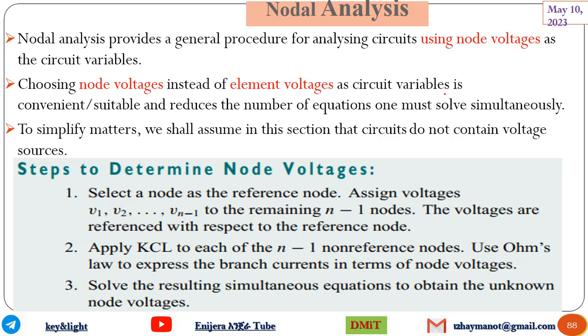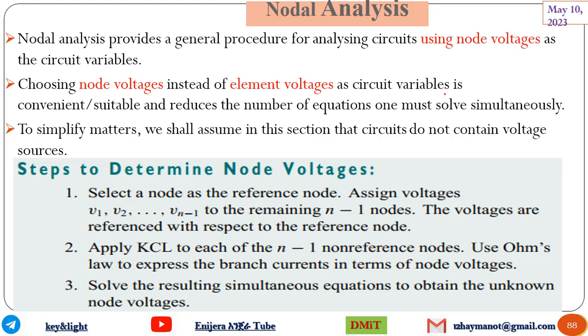The first step is select a node as a reference node. Selecting a node. Assign voltage V1, V2, Vn minus 1. ለምንድን ነው Vn minus 1? Vn ለምን አርጋ ነው? አንደኛው ሪፈረንሳችን ስለሆነ አንደኛው so apply after selecting the node apply Kirchhoff's current law to each of n minus 1 nodes non-reference node since the one is the reference node. The one is the reference node.